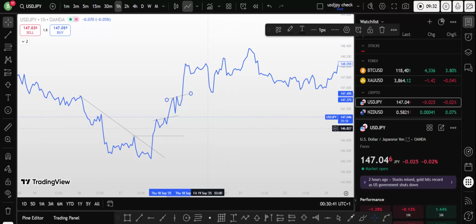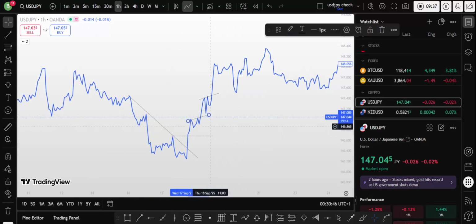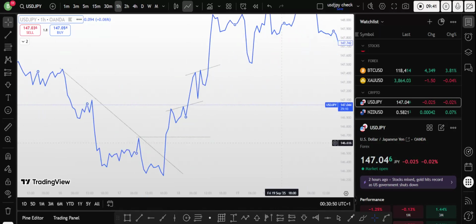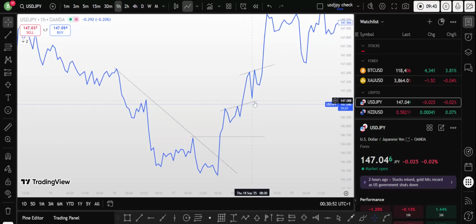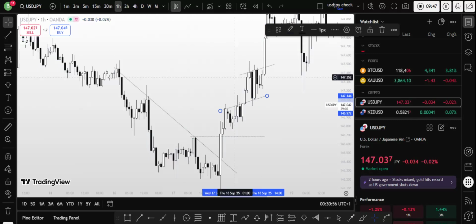So far you can spot the right level. Even the normal break and retest is there. For those that are familiar with break and retest trend line, this is a break and retest trend line. If you are very familiar with that, that's a break and retest trend line.